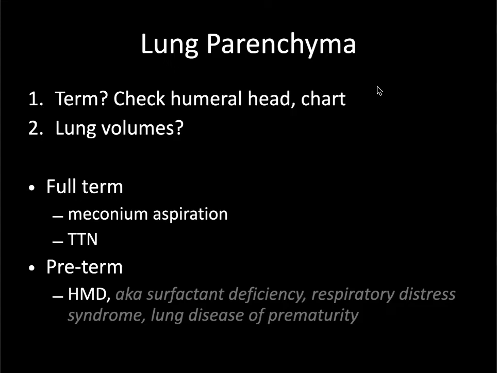And the other thing you want to ask yourself is what are the lung volumes? And that will help you guide your differential for what you see in the lungs. So in a full-term infant, you're going to be thinking about meconium aspiration and transient tachypnea of newborn. And in a preterm infant, you're going to be thinking about hyaline membrane disease. And this is also known as surfactant deficiency, also known as respiratory distress syndrome, also known as lung disease of prematurity. So these are all the same thing.